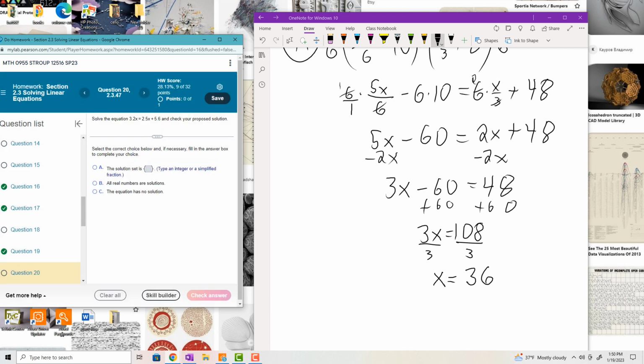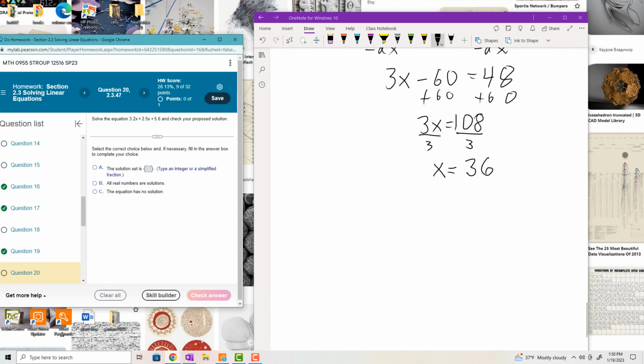Yay. Okay, so in the next part, they have decimals, and the book recommends using multiples of 10 to get rid of the decimals. So if you have one decimal, you want to multiply everything by 10.